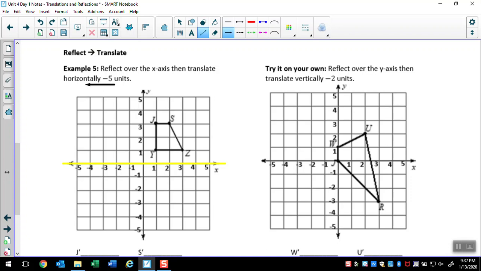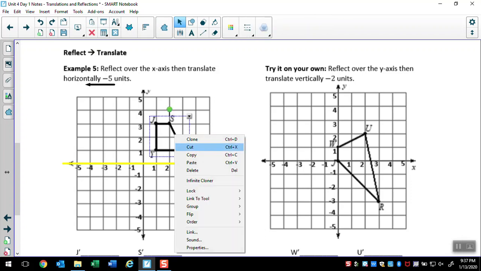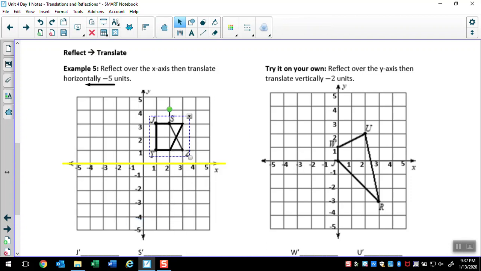-5 units means translate left. All right, so first let's reflect this over the y-axis. So I'm going to take this shape, and I am going to flip it. So now I flipped it over, and I have reflected it over the y-axis. And here are its labels. Okay, so Z, Z prime, S, S prime, Y, Y prime, J, J prime.